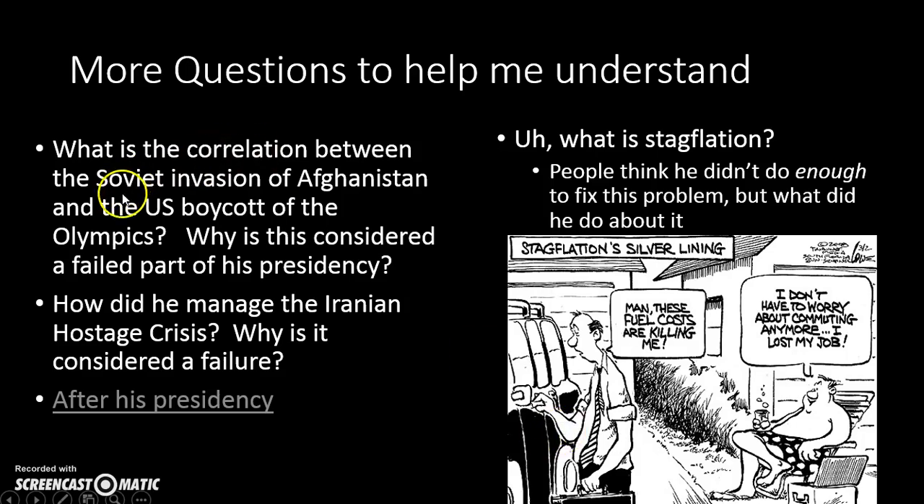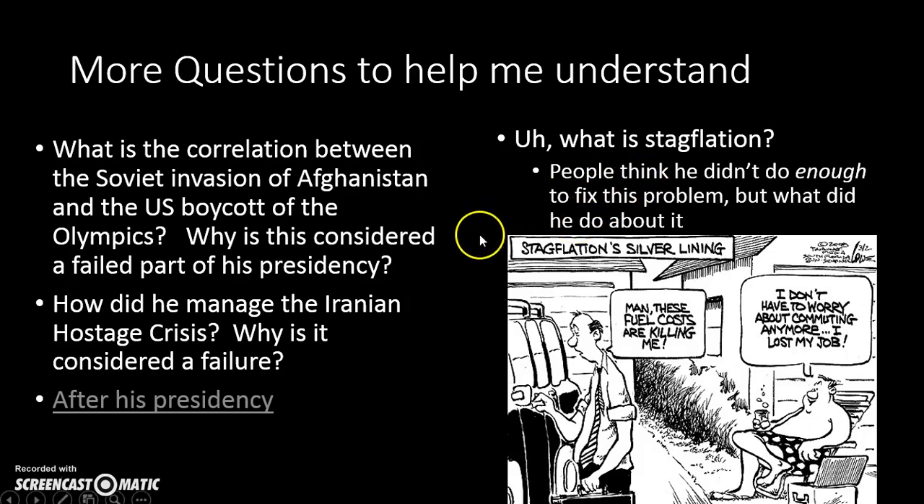What is the correlation between the Soviet invasion of Afghanistan and the U.S. boycott of the Olympics? Why is this considered a failed part of his presidency? And then, how did he manage the Iranian hostage crisis? One of the disappointments was people felt like he didn't handle it in the right way. So how did he handle it, and why is it considered a failure?